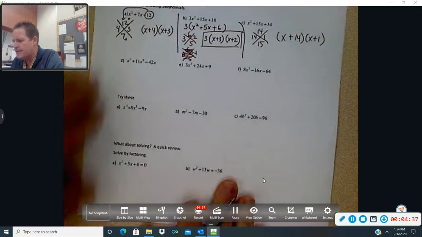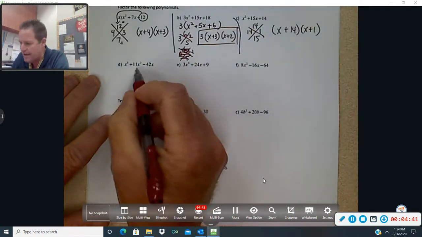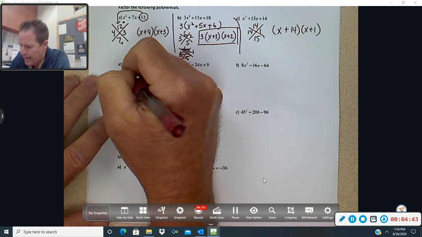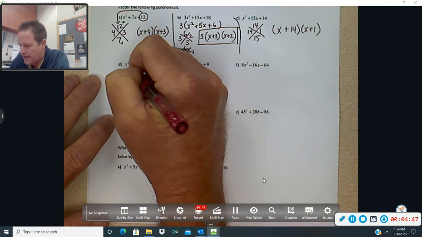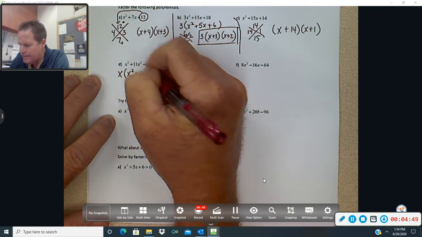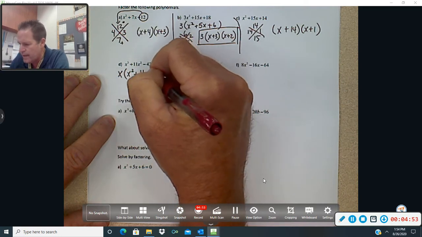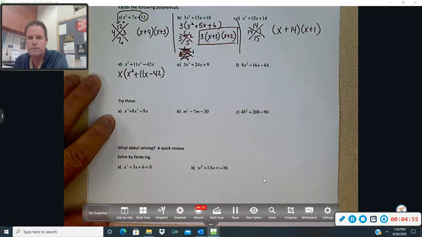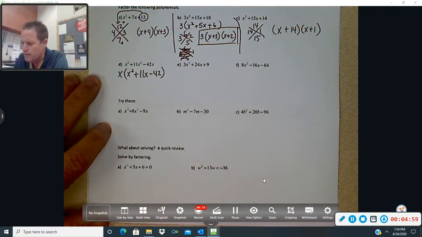All right, letter D, we have a common factor on this one. The x, they all have an x in common. So you take out an x. And now when you take an x from x cubed, you have x squared. You take an x from 11x squared, you have 11x. Take an x from 42x, and you'll just have minus 42. So again, we divided out an x from all of those parts.